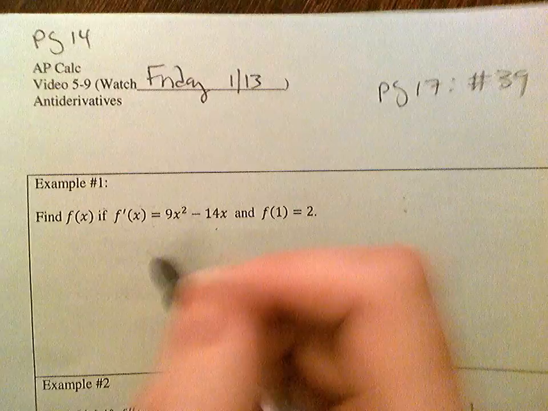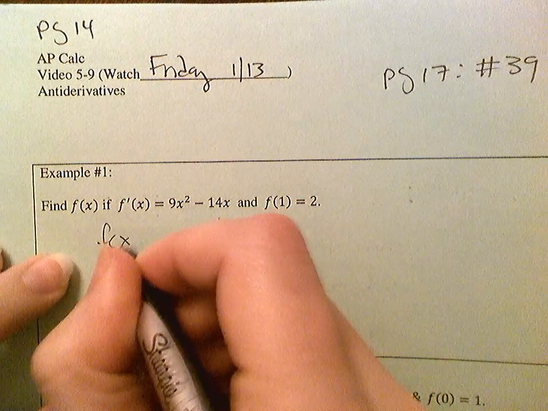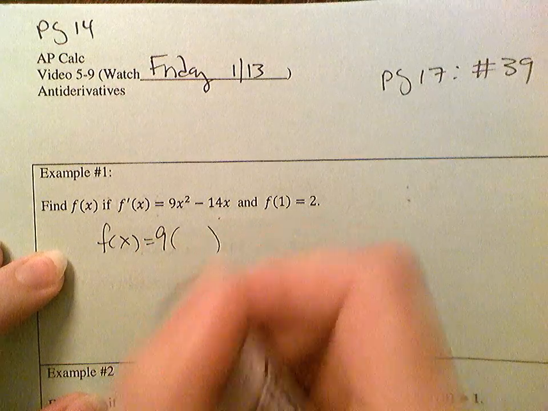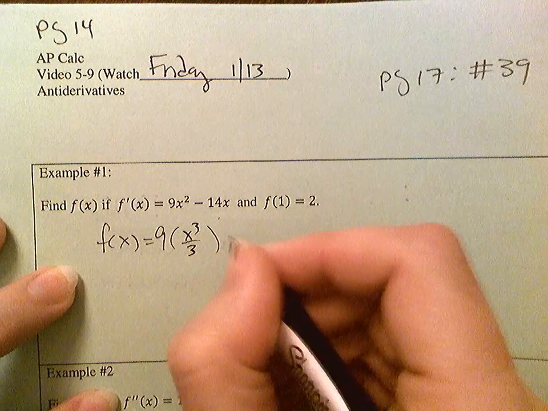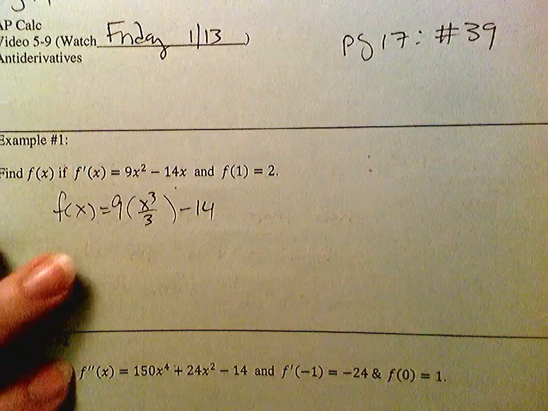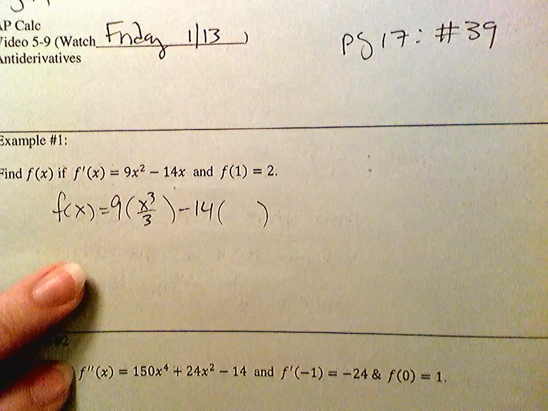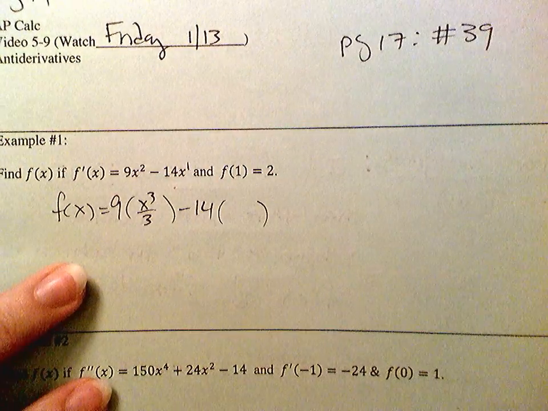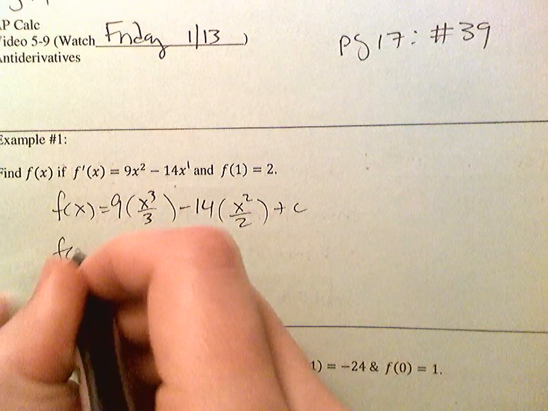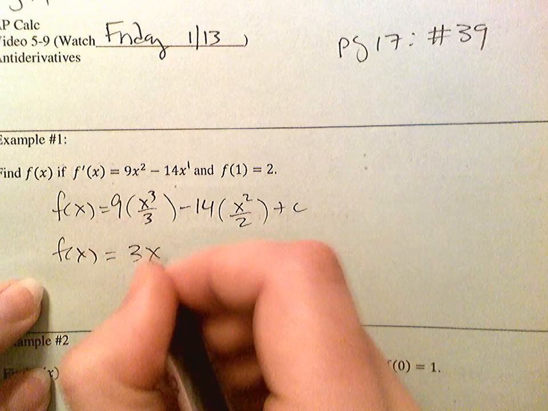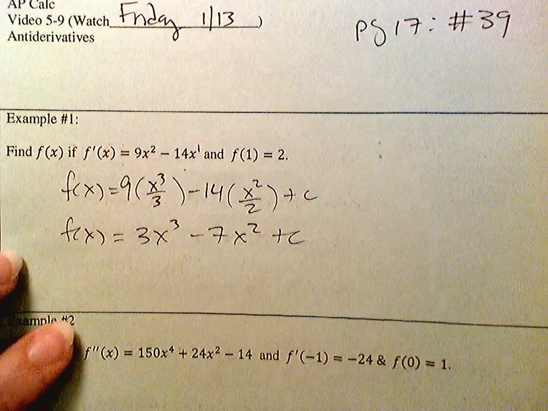Okay, so I'm going to use the power rule backwards. So f of x is going to be equal, bring down the 9, and then antiderivative of x squared is x to the third over 3 minus, so that's the constant multiple rule when I'm just bringing down the constant multiples. So that's an exponent of 1, so we'll get x squared over 2 and then plus c. So f of x equals 3x to the third minus 7x squared plus c.